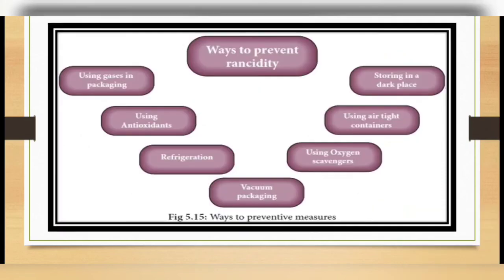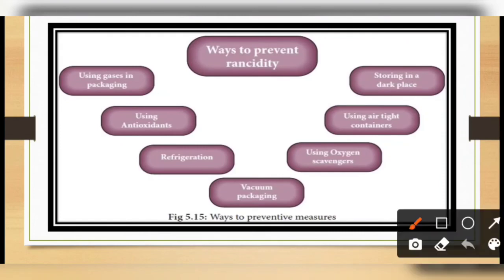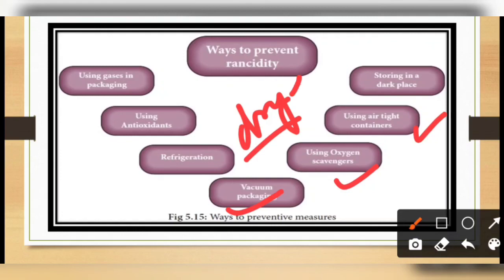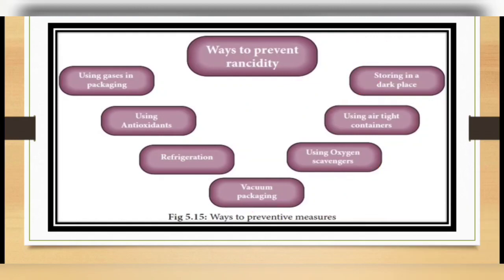So for that we need to check how to prevent rancidity. We can store the food in an airtight container so that oxygen cannot come in contact with it. We can use oxygen scavengers, which can finish the oxygen in that particular area and prevent our food from rancidity. We can use vacuum packaging. You can see dry foods generally come in vacuum packaging. You have to open it, so that they do not get rancid easily.